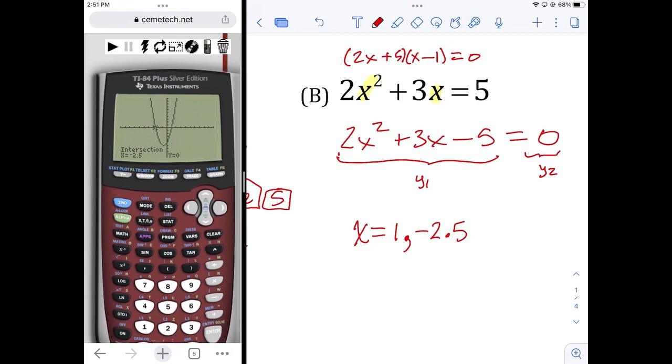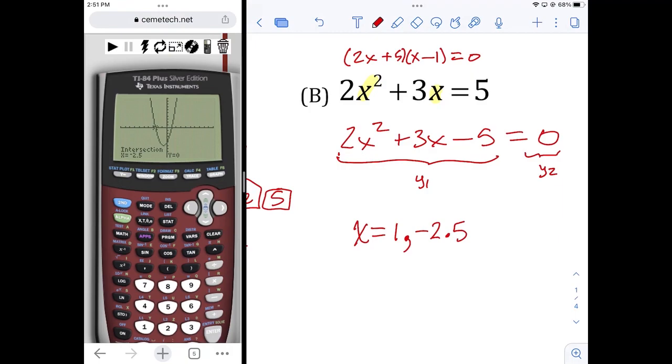Does it matter which x goes first? No. When you find them, you can list whichever one it gives you first. When you list them, I don't care if they're in increasing or decreasing order, unless, of course, you're doing interval notation, where it has to be in increasing order. You can write it however you'd like.